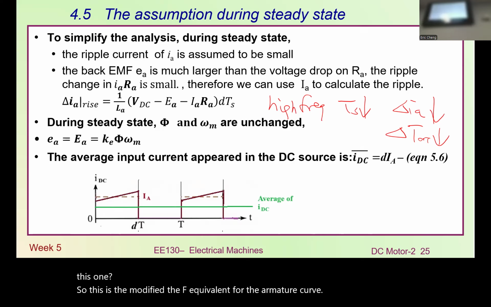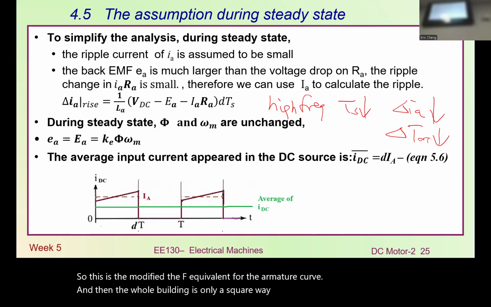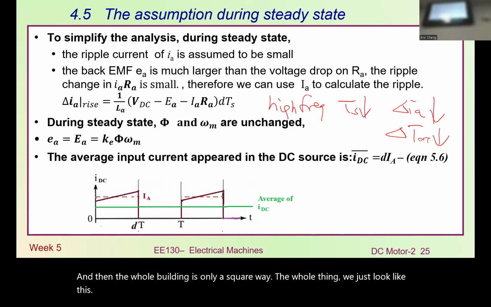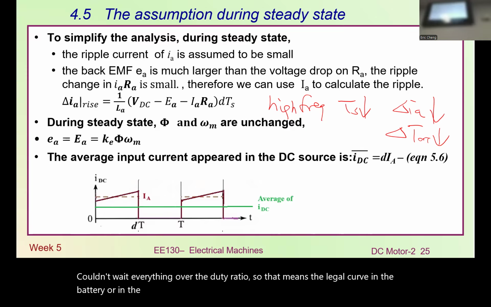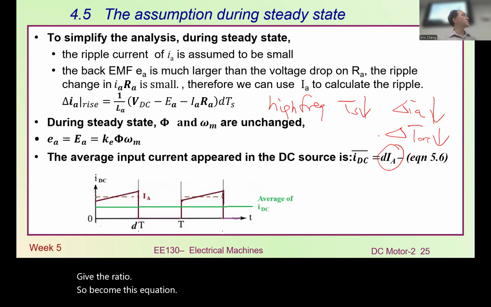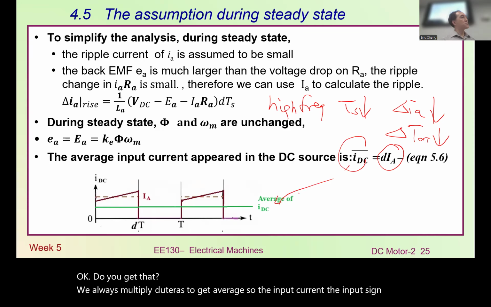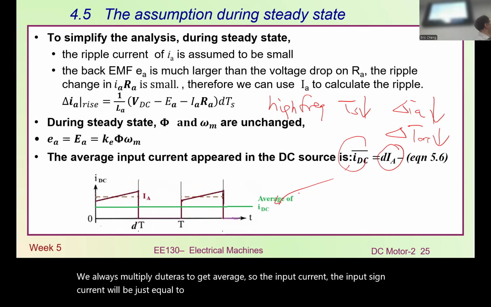And then the whole thing, because there's only a square wave, will just look like this square, the average over the duty ratio. So that means the input current in the battery or in the power source will just equal this current, and then we multiply by the duty ratio. So it becomes this equation. Okay, do you get that? We always multiply by the duty ratio to get the average. So the input side current will be just equal to the average of the armature current.